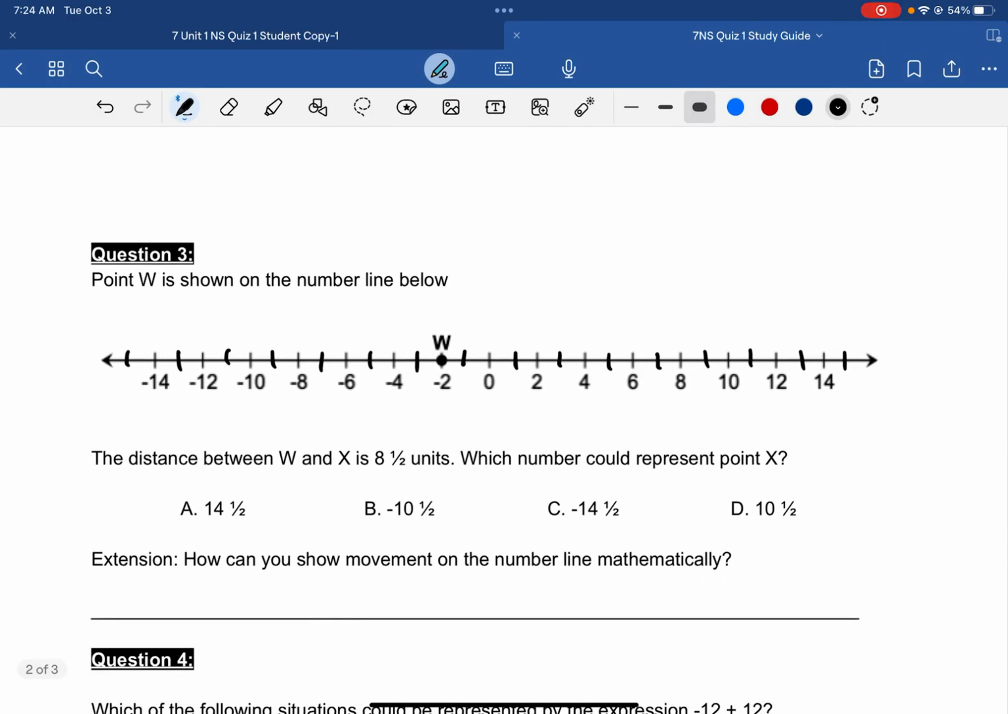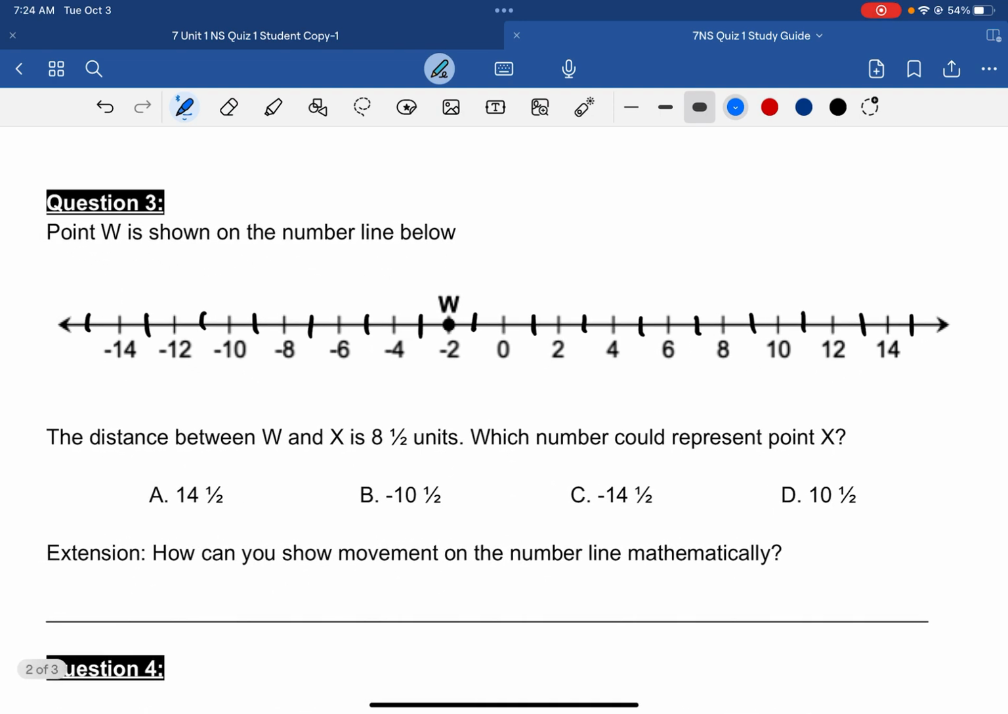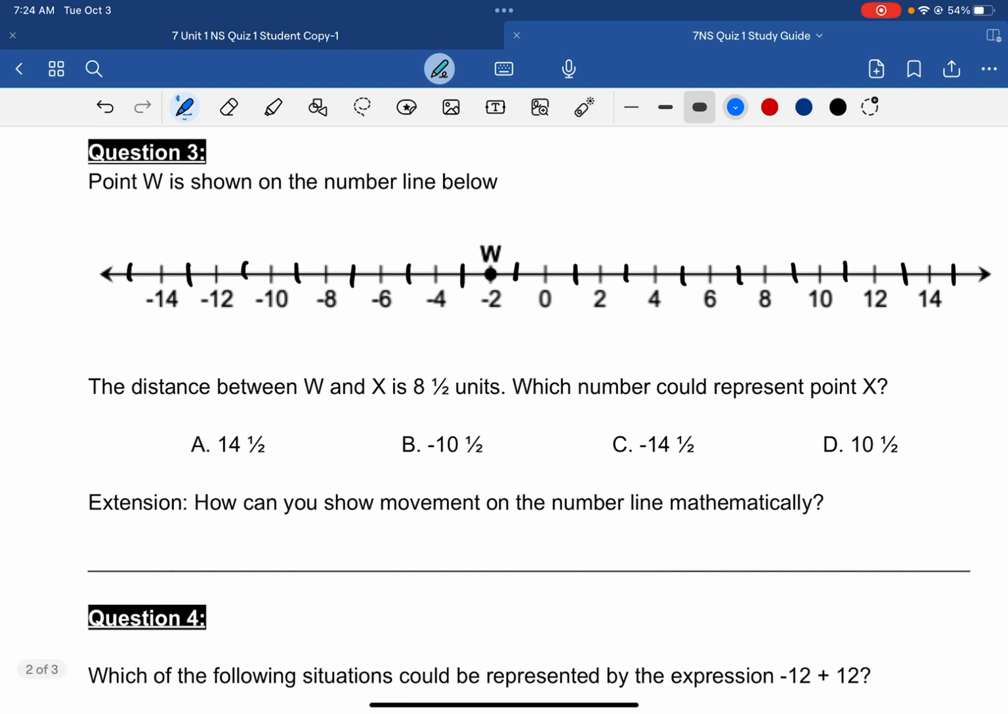Okay, so now we're on number 3. It's a multiple choice question. So again, we're gonna start with raise. Smooth it over a little bit.